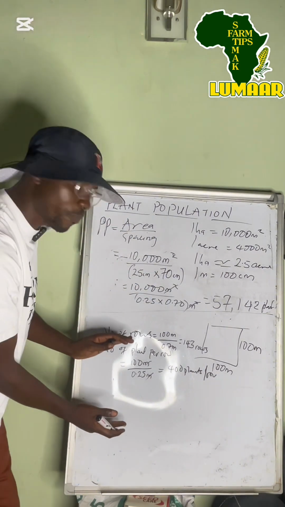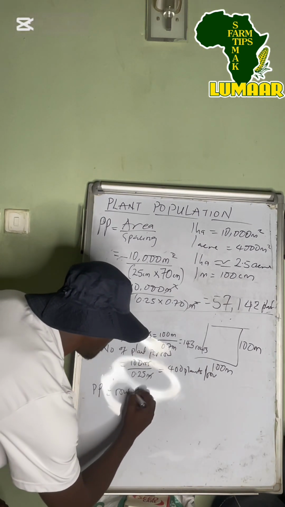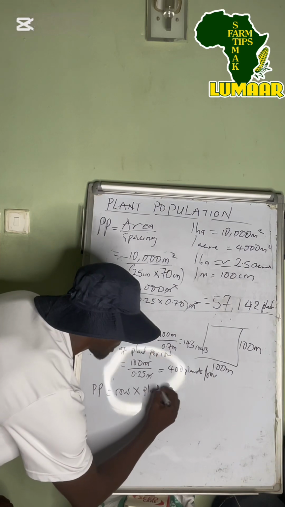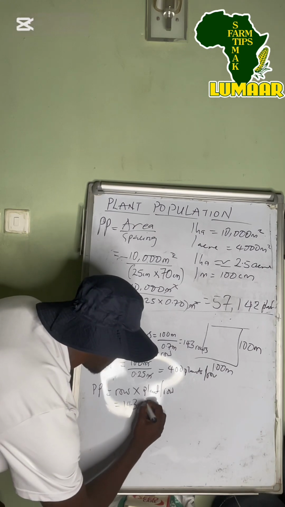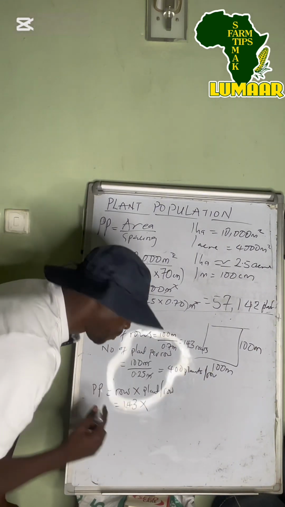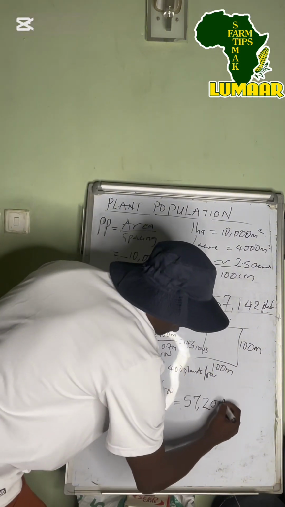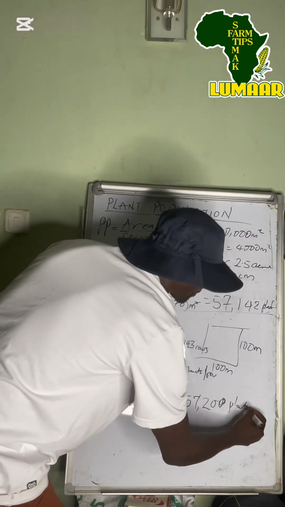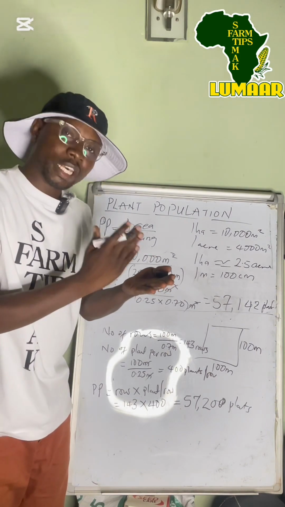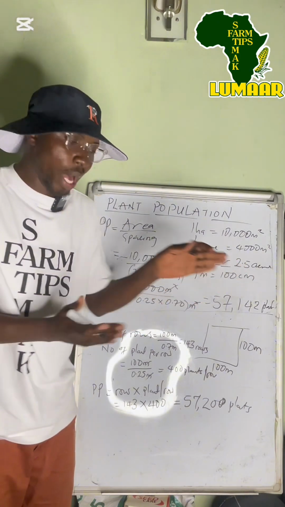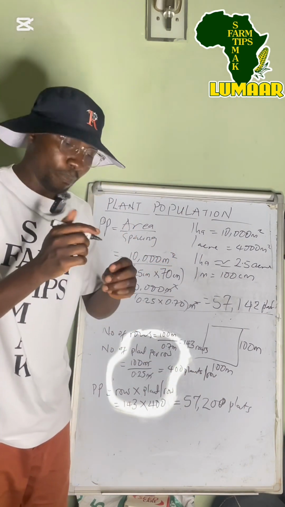So if I want to know my plant population, what am I going to do? I will say plant population is equal to rows times plants per row, which is equal to what? How many rows do we have? 143 times the number of plants per row, which is 400. At the end of it, you will have 57,200 plants. Now, you see, if you maximize your space very well, given the space of 25 centimeters per plant and the rows are 70 centimeters apart, you will end up having up to 57,000 plant stands.